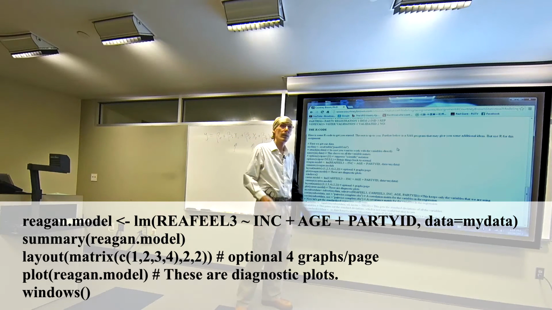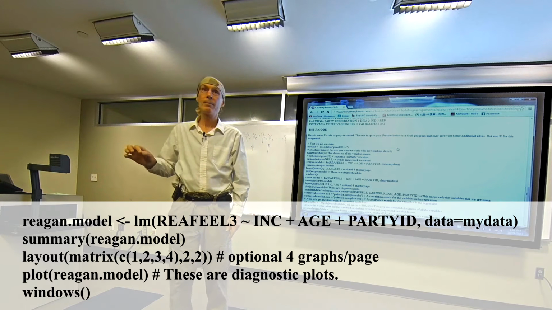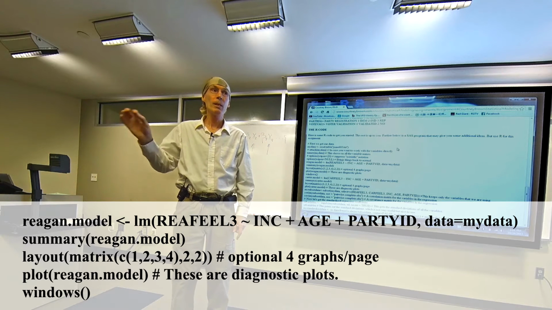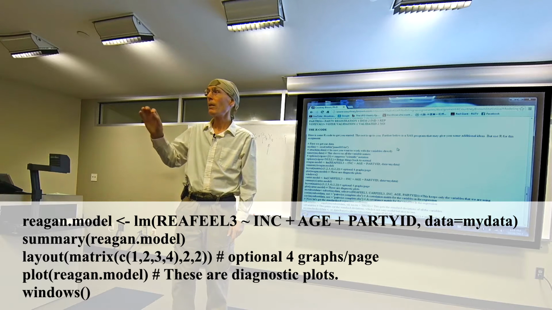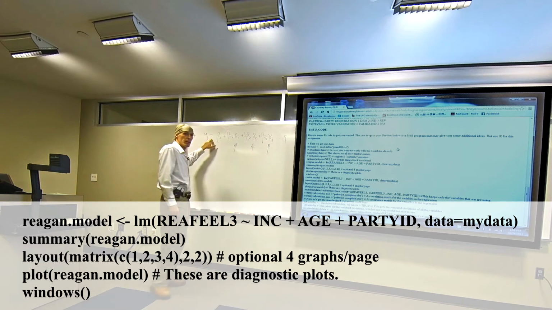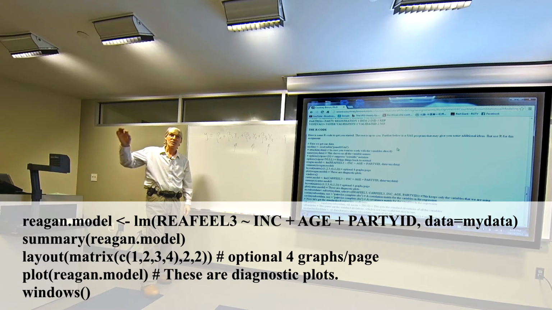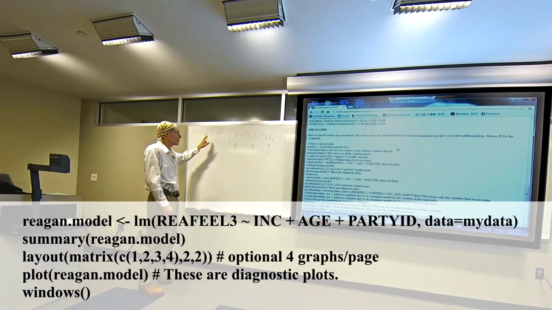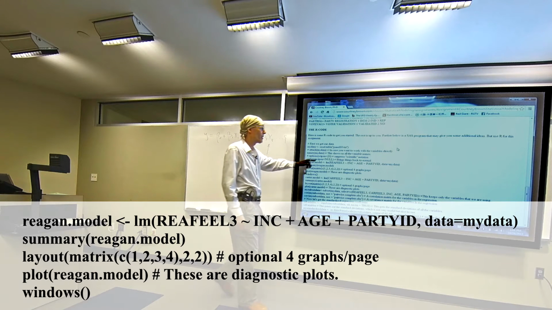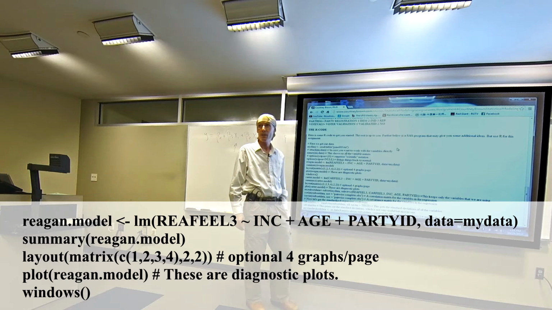This tilde is actually the words is modeled as. Okay, so they don't use an equal sign. It means is modeled as. If it was up to me, I probably would have used the equal sign. But they wrote the R program, other people wrote it, and they wanted to have the tilde mean is modeled as. Okay? So what we're having here is Reagan feelings is modeled as, that's what the tilde does.